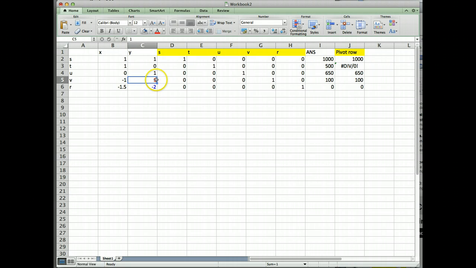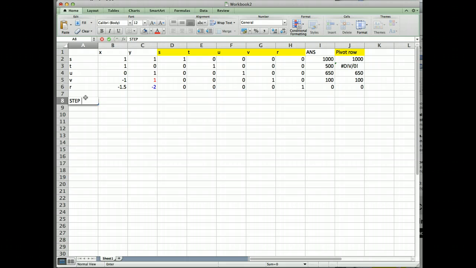Now I do want my pivot position to be a number 1. It is, so I don't have to worry about that. Okay. This is where our linear algebra skills are going to come into play. We want to go ahead and reduce this so that all of the other elements are 0.